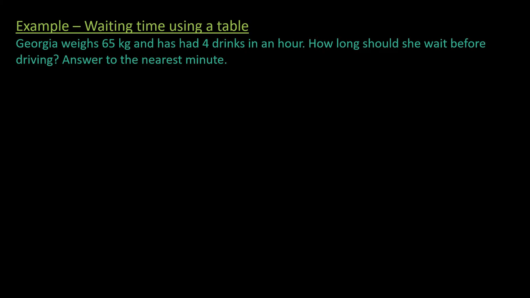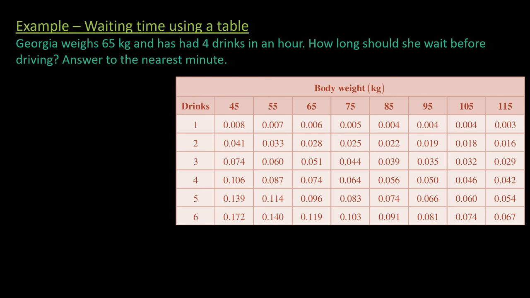So you can find the waiting time using a table as well. Georgia weighs 65 kilograms, has had 4 drinks in an hour. How long should she wait before driving? Answer to the nearest minute again. So we've got the table. She weighs 65 kilograms, has had 4 drinks in an hour. We need to find her BAC first.